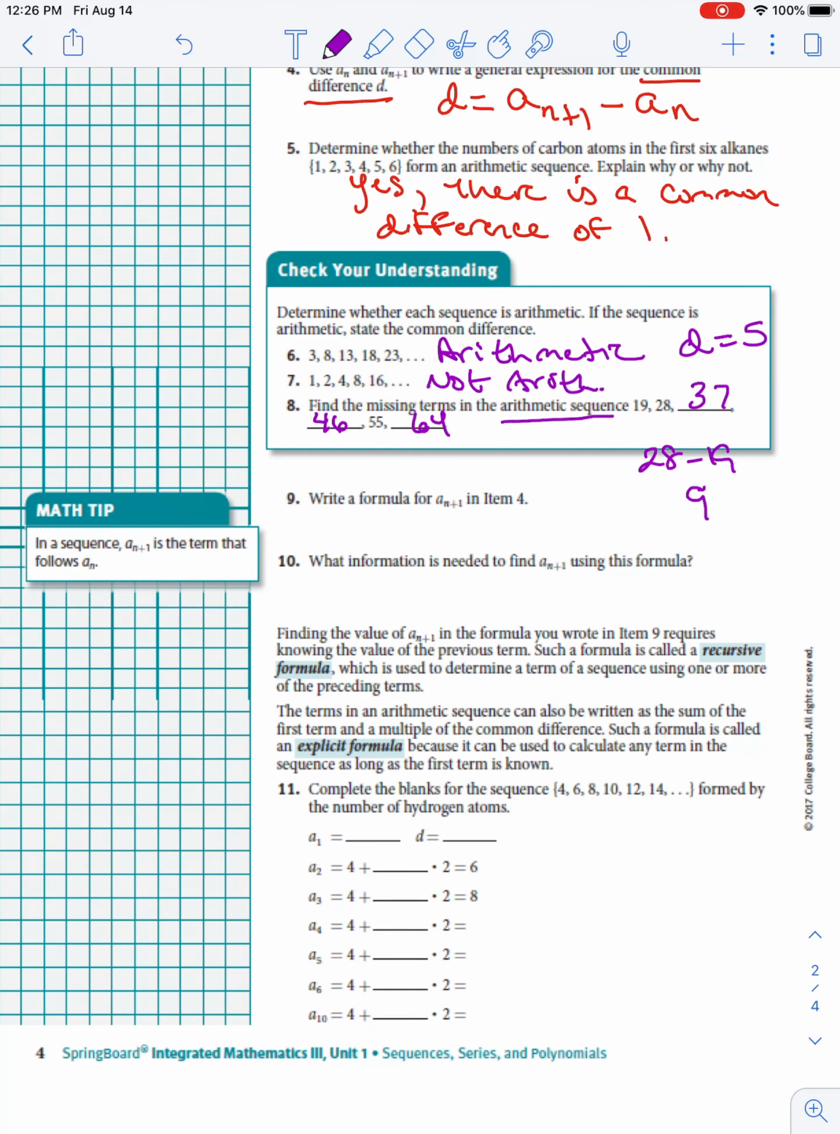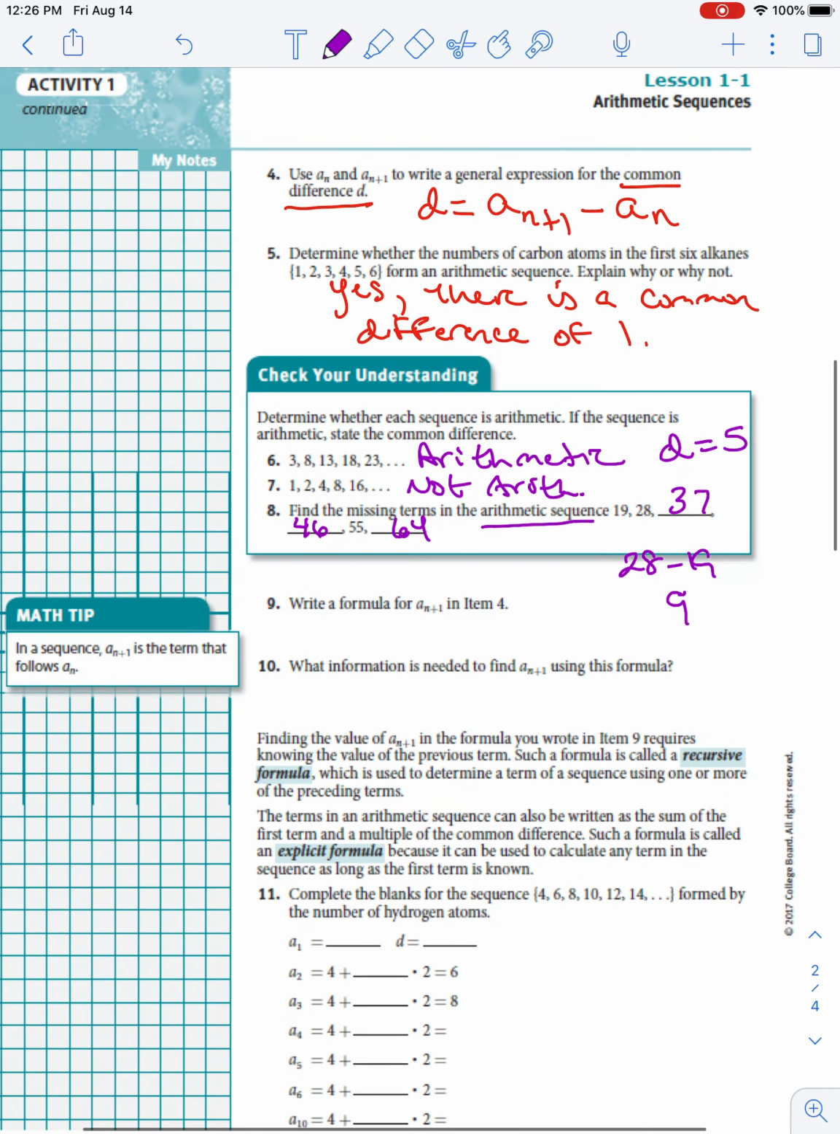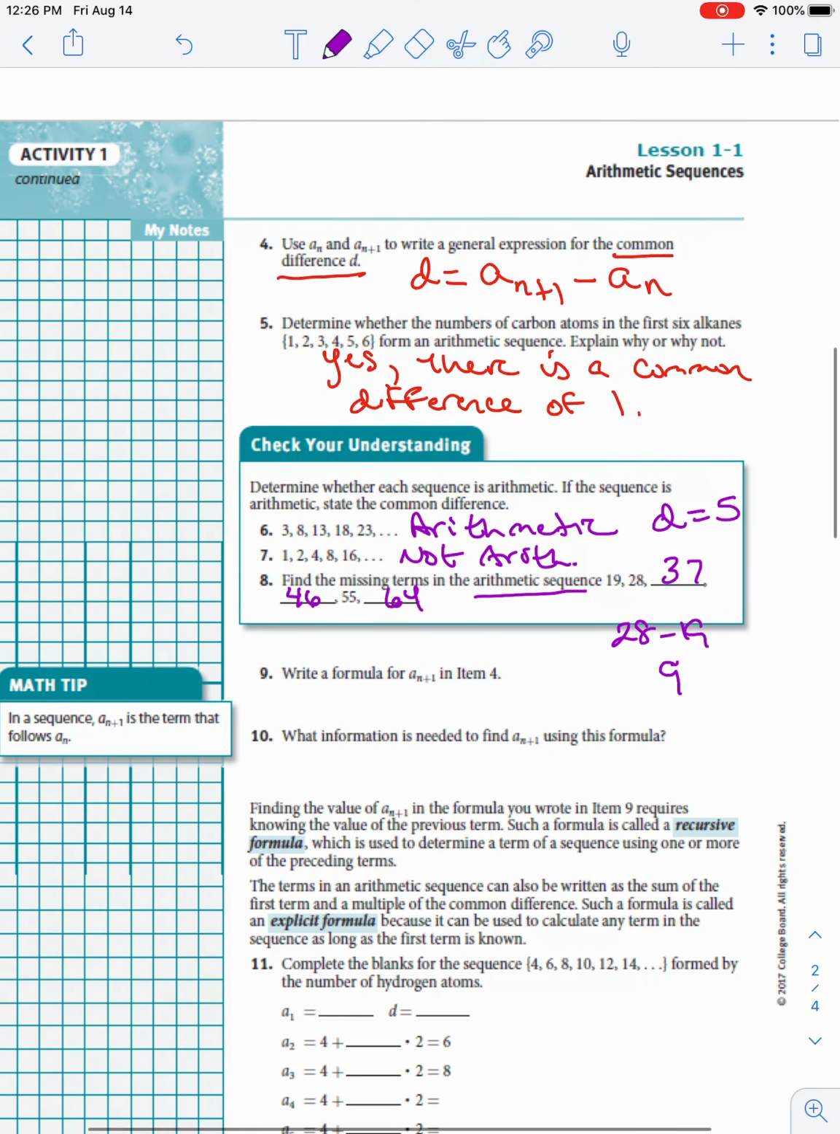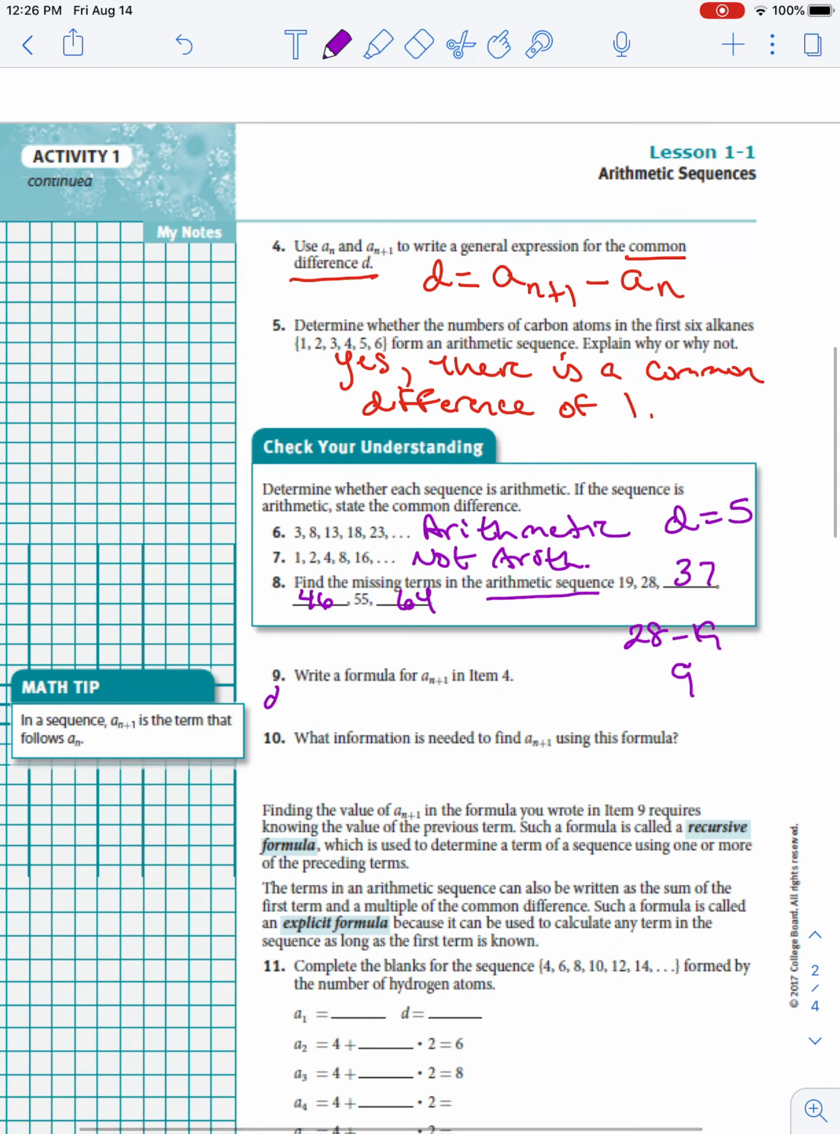All right, number 9. It says write a formula for a sub n plus 1 in number 4. Well, in number 4, we already have a sub n plus 1 in the problem. We wrote in item 4, d equals a sub n plus 1 minus a sub n. If I want to solve it for a sub n plus 1, I know I can just add a sub n to both sides. So a sub n plus 1 is actually equal to d plus a sub n.